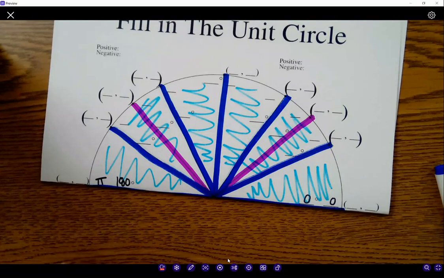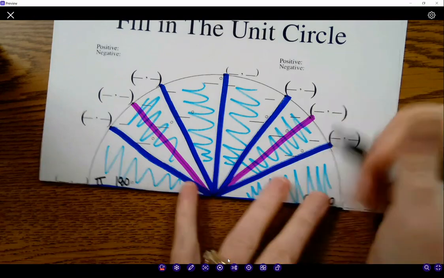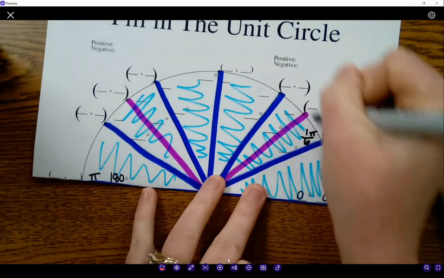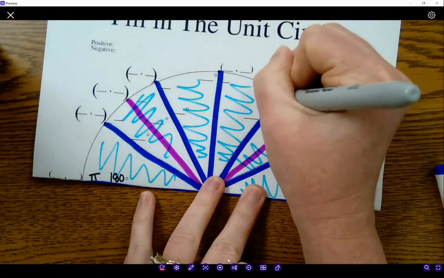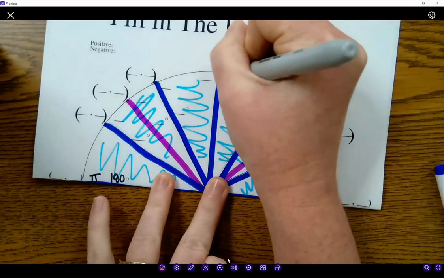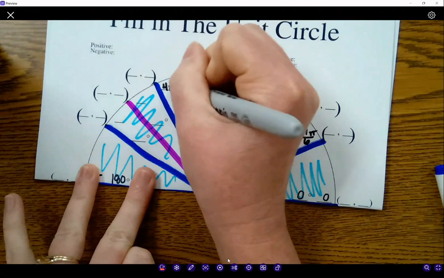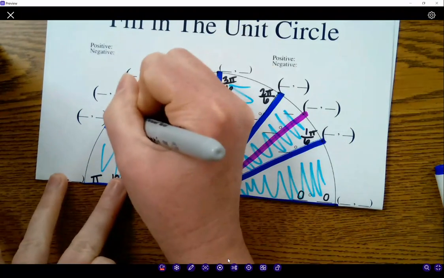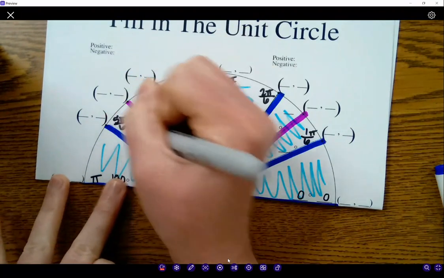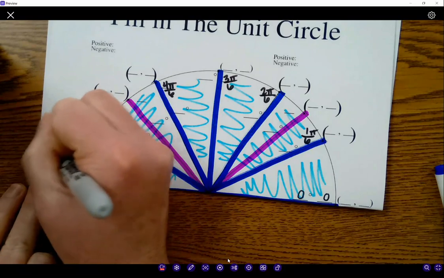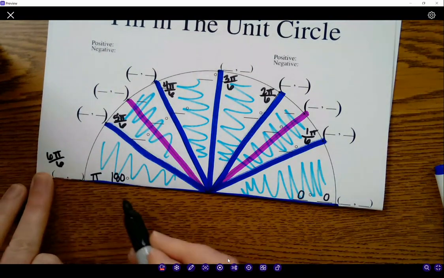We're going to actually use that concept of 6 to count up in terms of radians. So here I have 1 pi over 6. Here I have 2 pi over 6. Here I have 3 pi over 6. Here's 4 pi over 6. Here's 5 pi over 6. And then if I were to come down here, I would be at 6 pi over 6. And that fraction would reduce to 1 pi.